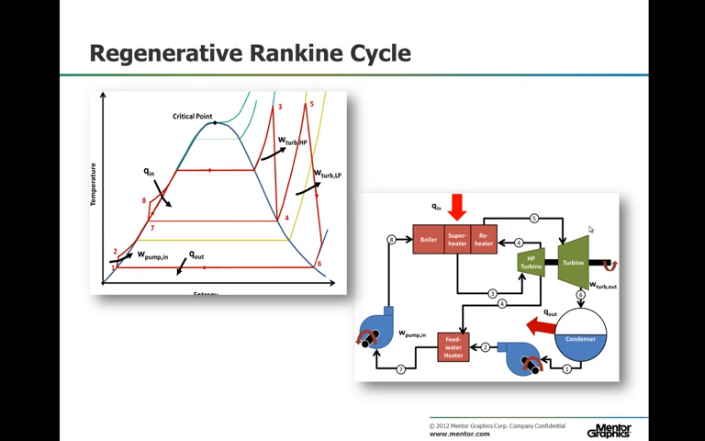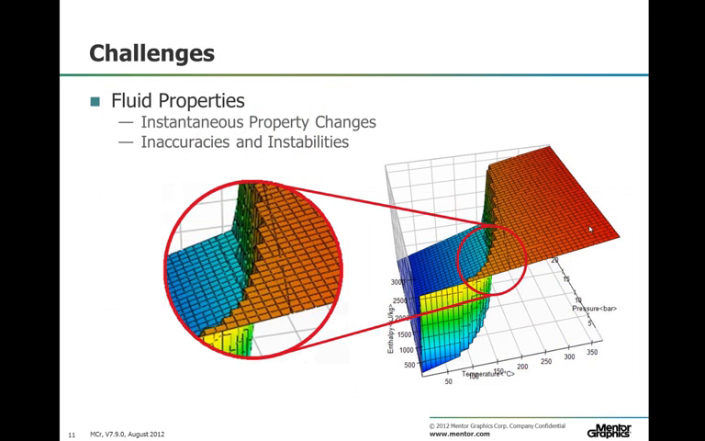Finally, there is a regenerative Rankine cycle. In a regenerative system, steam is bled off the turbine and is mixed with the water after the condenser and before it enters into the boiler. Alternatively, the bleed steam is routed through a feed water heater. In either case, this effectively preheats the water before it enters the boiler. This is a typical configuration of actual power plants.